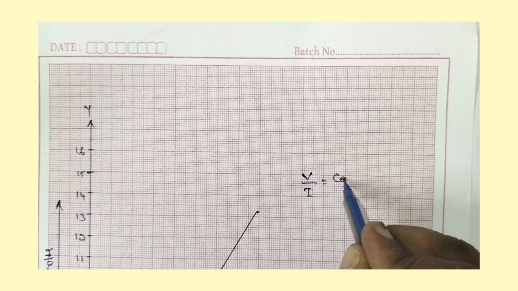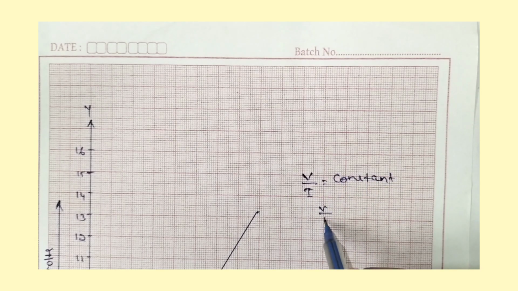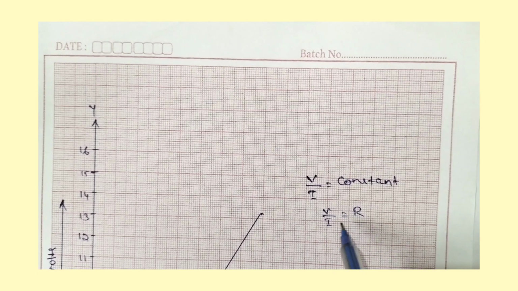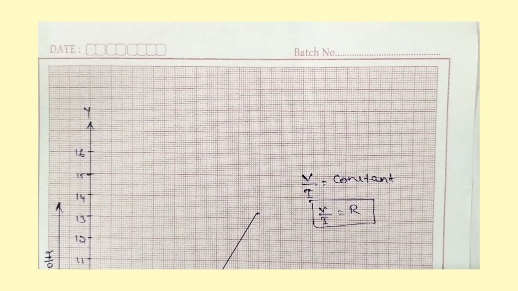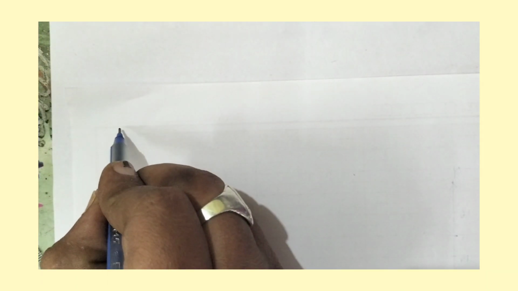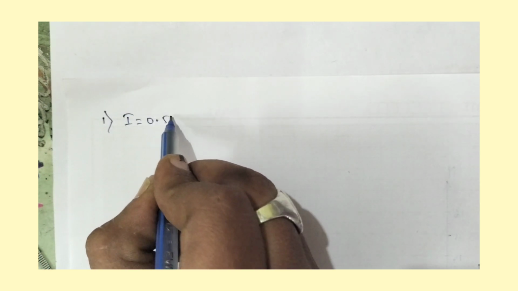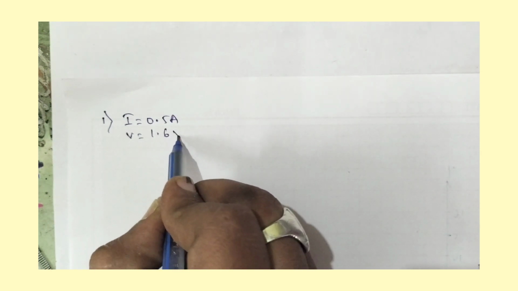V by I is constant, and the name of that constant V by I is called resistance. So the name of that constant is resistance. Now let us calculate. So what will be the values of V by I? In the first reading they have given I is equal to 0.5 ampere and voltage is equal to 1.6 volts.